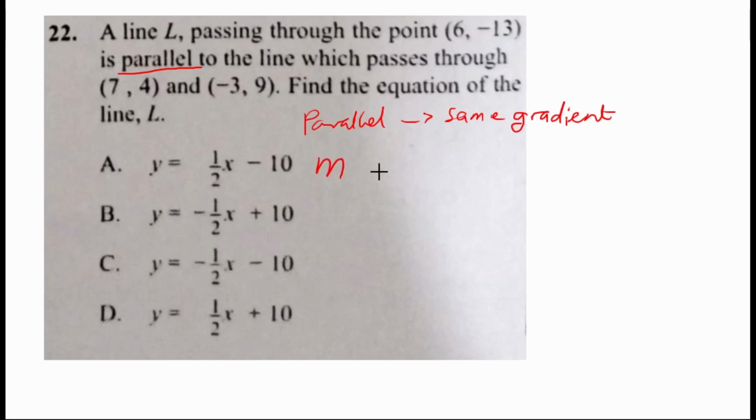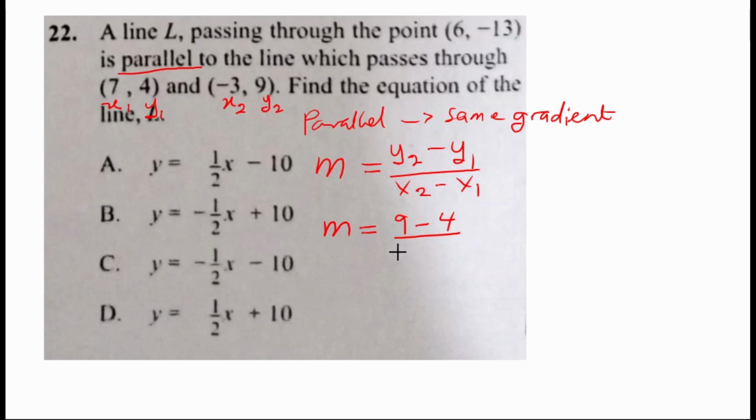If gradient is m, then what will be the formula? I hope you are telling me that it's y2 minus y1 all over x2 minus x1, right? Good. So that we don't get confused, let me label this one x1, y1, and then this one x2, y2, so that we can just substitute them. So our gradient is now going to be y2 is 9 minus y1 is 4 divided by x2 is -3 minus 7, which is x1.